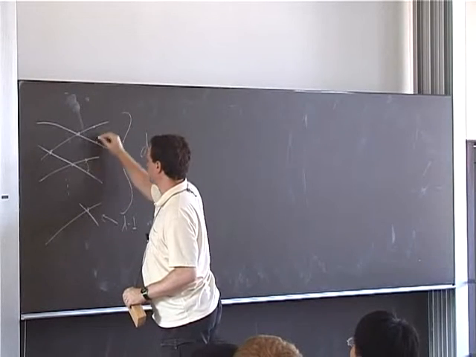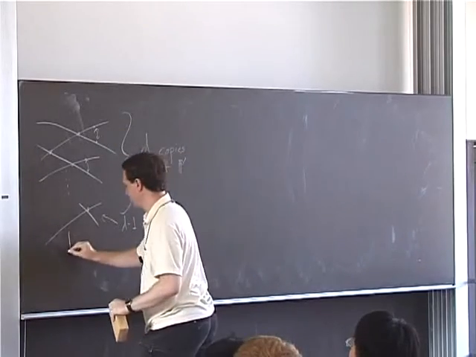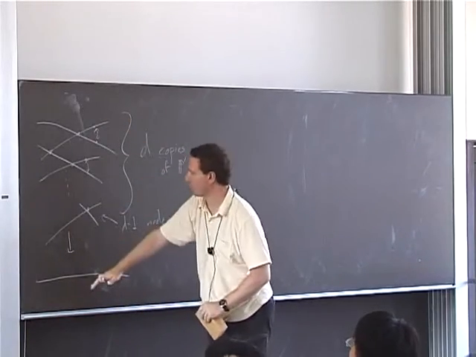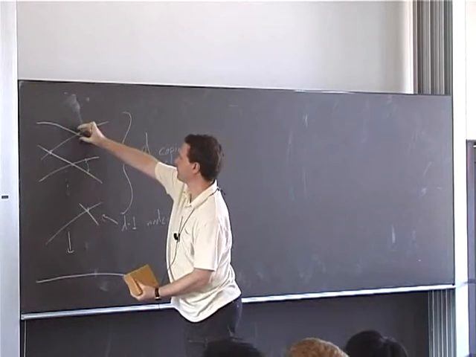It doesn't matter. So you can get this kind of a cover of P1 where every irreducible component has this property that it maps isomorphically to P1. And then you can smooth this thing.